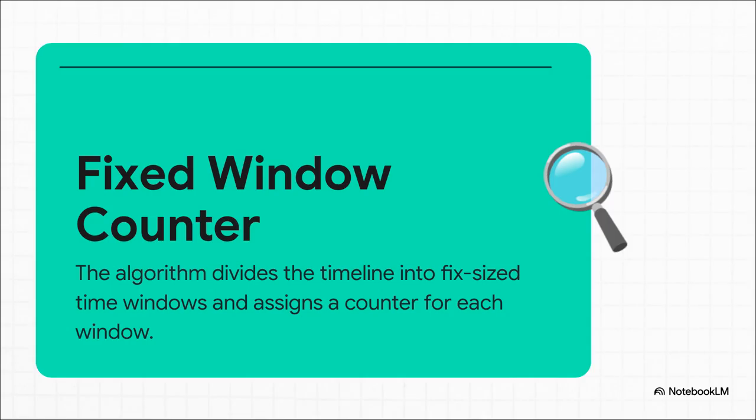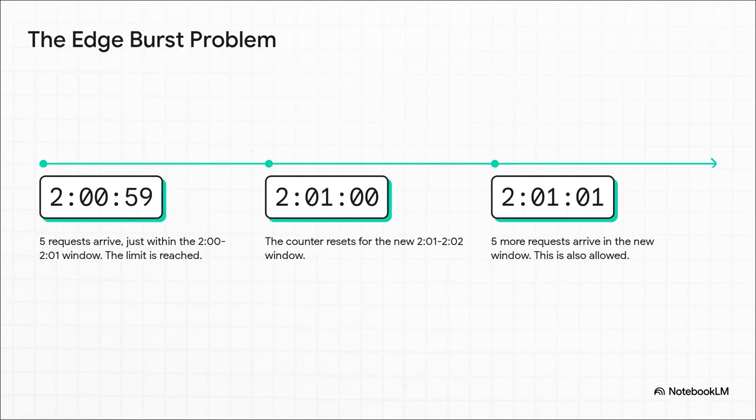Here, you just chop time into, say, 1-minute chunks. You have a counter for that minute. Every request makes the counter go up. If it hits the limit, no more requests are allowed until the next minute starts, and the counter just resets to 0. Simple, right? But it has a huge flaw, and this slide shows that flaw perfectly.